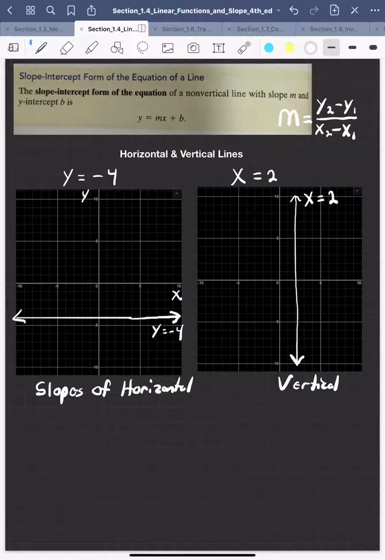Okay, so let's start with horizontal. Think about it: if you were going to use your slope formula, what do you need? You need 2 points, right? So if I randomly choose 2 different points, I'll just pick these 2 right here. So I'll choose this point, and I'll choose this point. Let me go ahead and label these 2 points.